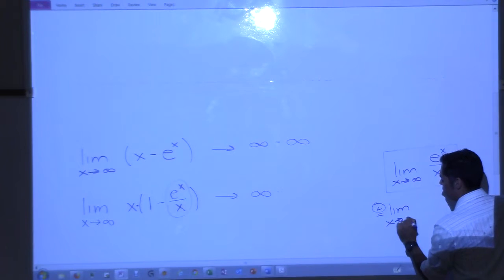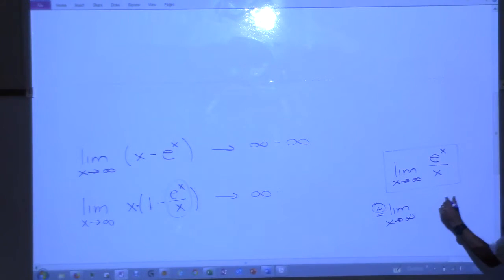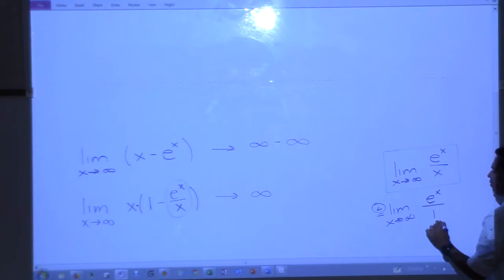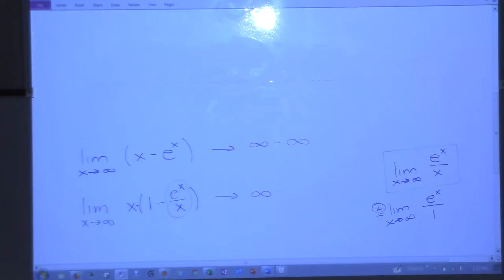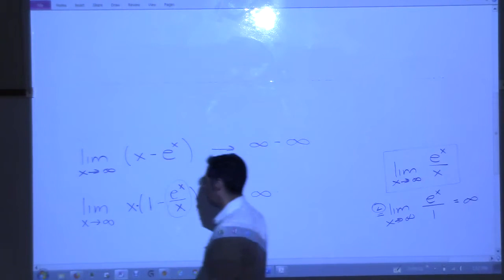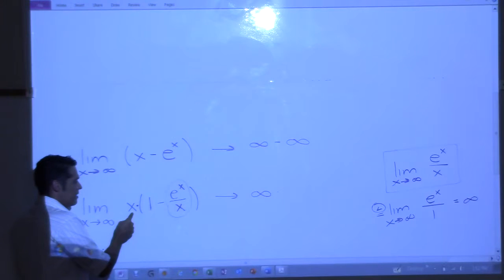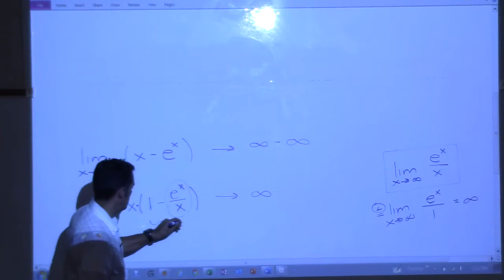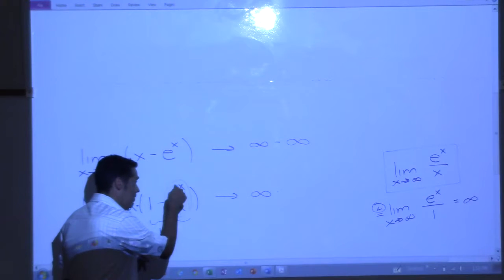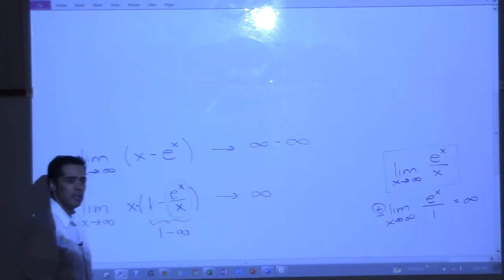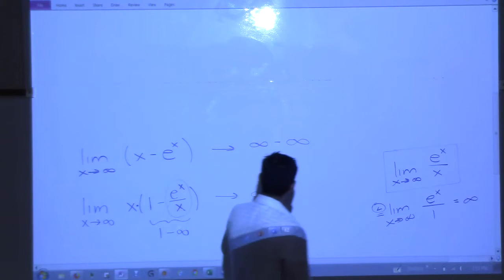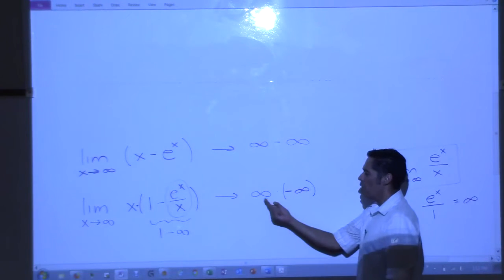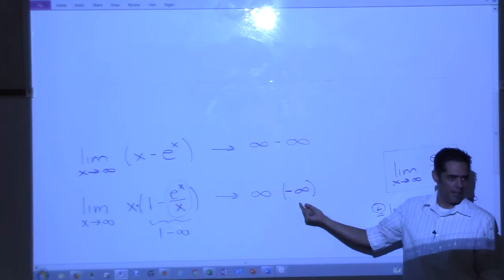Limit as x goes to infinity. Derivative of the top, e to the x. Derivative of the bottom, 1. And now I no longer have infinity over infinity. I have infinity over 1, and infinity over 1 is just infinity. So this limit is going to infinity. Got it? Now we come back over here. We said this was going to infinity, and then this piece is going to 1 minus that, but that's going to infinity. So 1 minus infinity is negative infinity, and I'm multiplying these two, negative infinity.